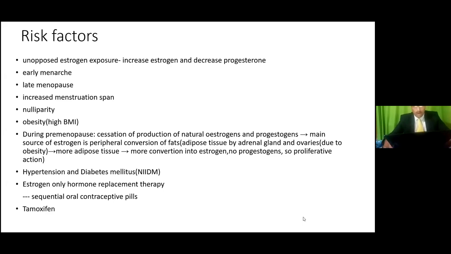Coming to obesity. In obesity, during the premenopause, there is cessation of the natural estrogen and progesterone production. The fat present in our body will be converted into estrogen, by peripheral conversion of fat, and that conversion to estrogen is responsible for the proliferative action on the endometrium.